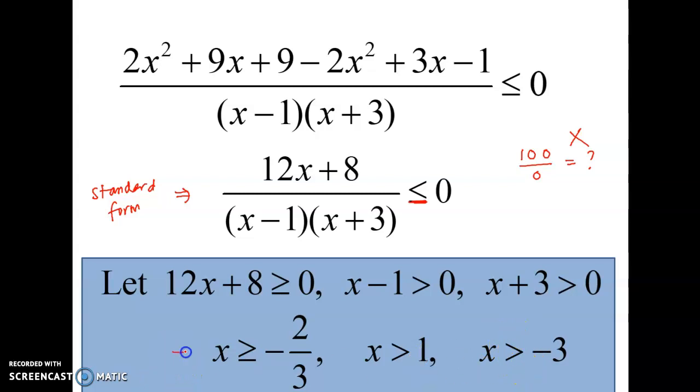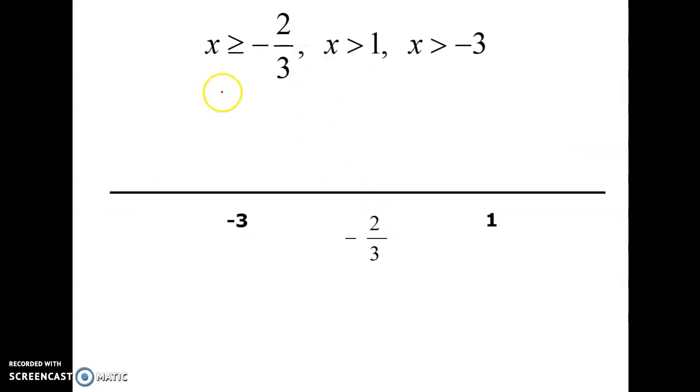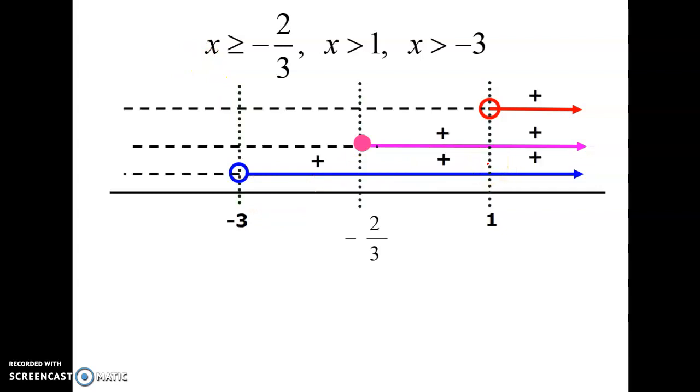Now I'm going to sketch those solutions onto my number line with arrows. These are my solutions. I place the value negative 3, the smallest value, on the left hand side, in the middle negative 2 over 3, and 1 is the biggest value on the right hand side. Then sketch the arrows to represent those solutions. All the portions with an arrow, I will put a positive sign, and without the arrow, I will denote it as negative.